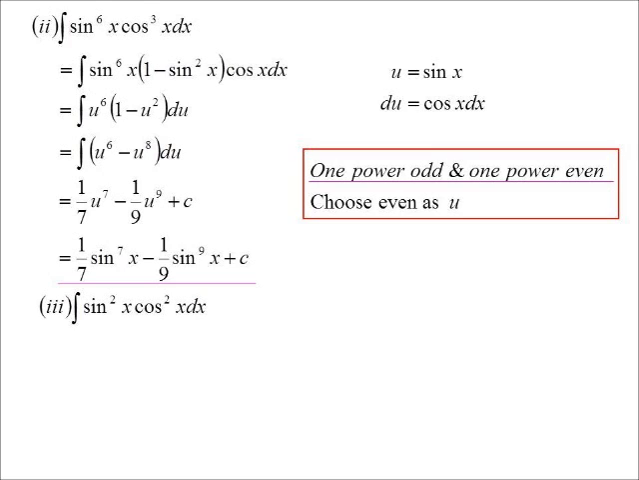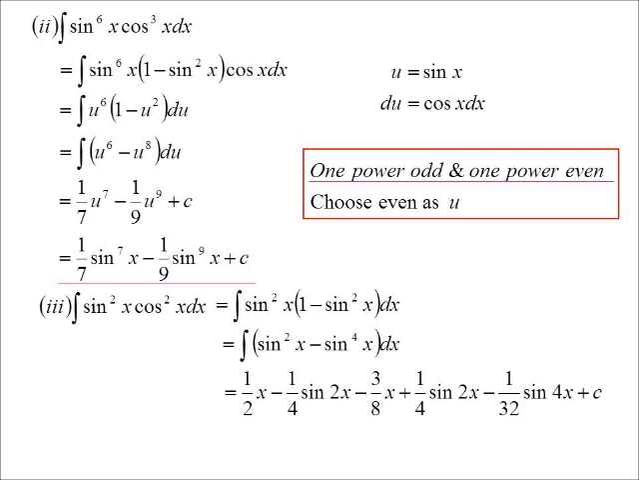Well, what happens though if they're both even? So I'll do sine squared cos squared. I can't pull out a cos, I can't pull out a sine. There's different ways of doing it. I could rewrite this as sine squared times 1 minus sine squared. And then I've just got two trig integrals to do. Sine squared, well, we know how to do that. Sine to the power of 4, well, we've got a technique to do that. So I'll just do them each individually. And there's my answer. I'm cheating a little bit because we've, of course, already worked out sine squared and sine to the power of 4 previously.